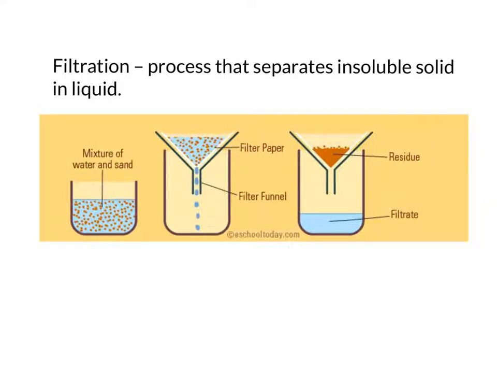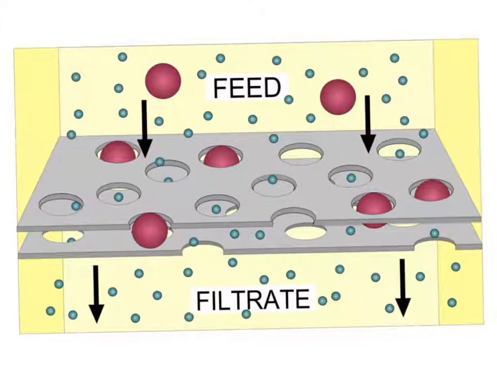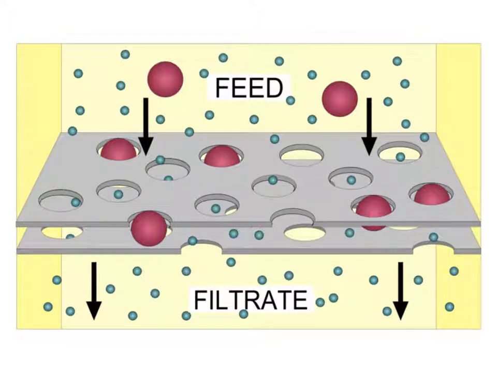The process is pretty simple. By using a filter paper, the solid sand will not be able to penetrate, but the liquid water can easily pass through. In a closer look, this is how filtration works. In this figure, the bigger particles will be blocked by the filter paper, and we call it the residue. And what passes through is called the filtrate.